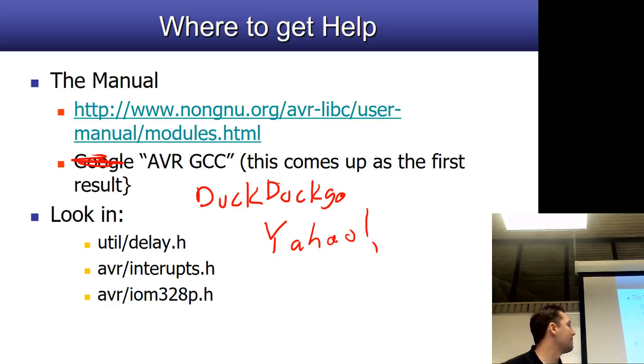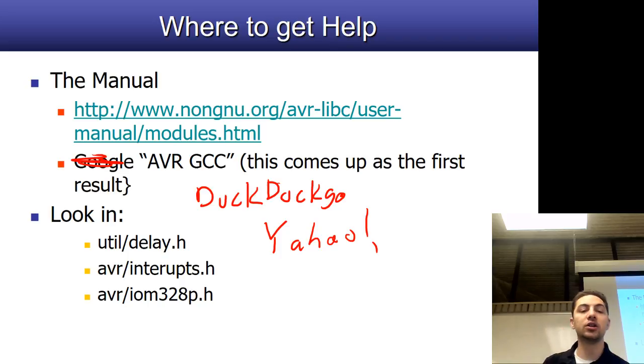Anyway, just type in AVR GCC and it'll come up. You want that sort of 90s looking yellow background, static HTML pages. All right, it's where it's at. It's the manual. It has code examples. It has everything you ever wanted to know about every function in this library. It's worth poking around. Okay, so bookmark this thing. You're going to need it.